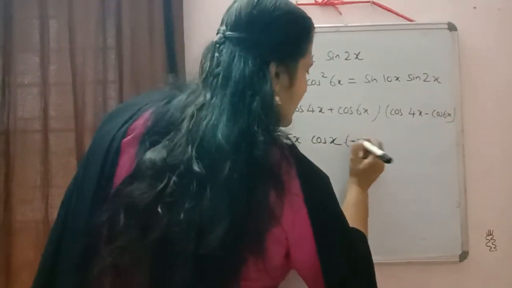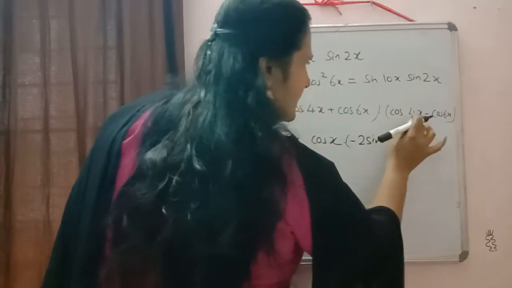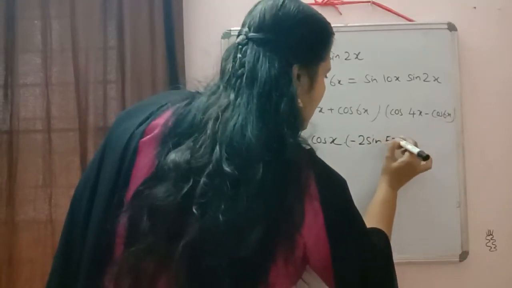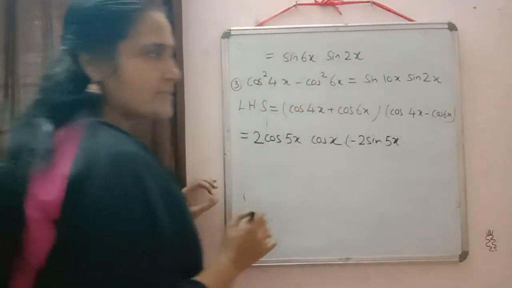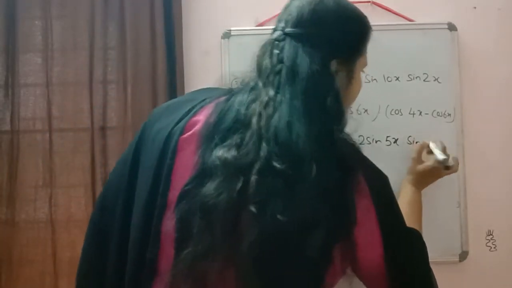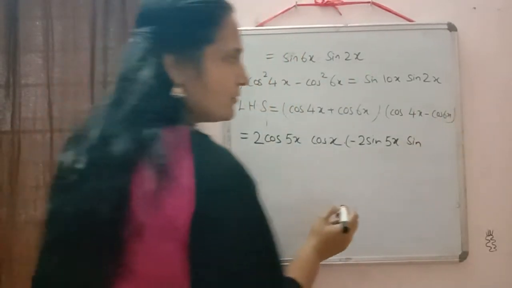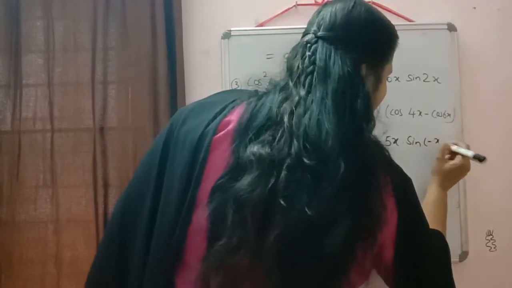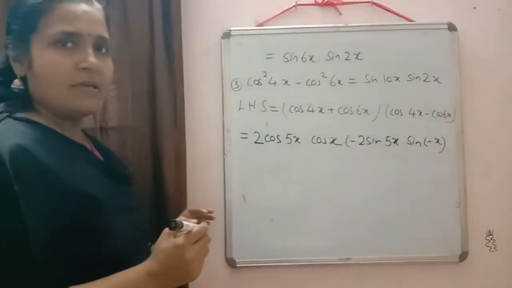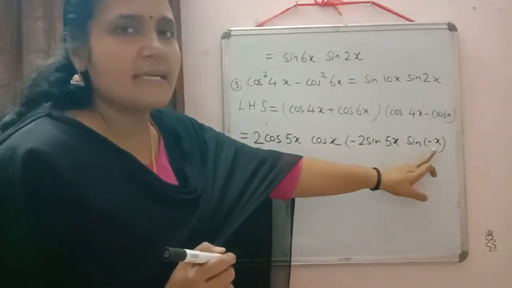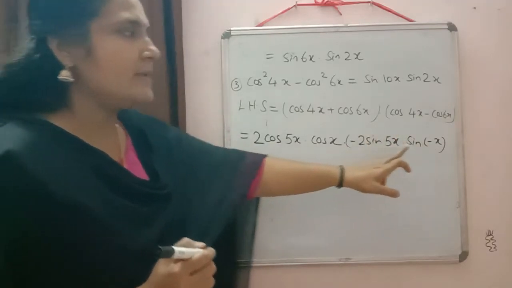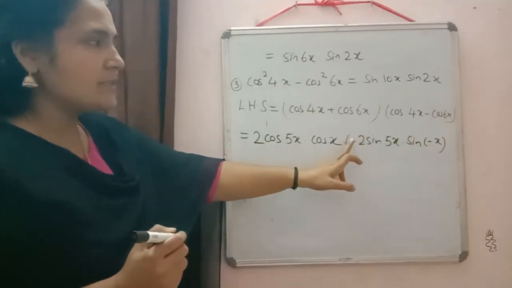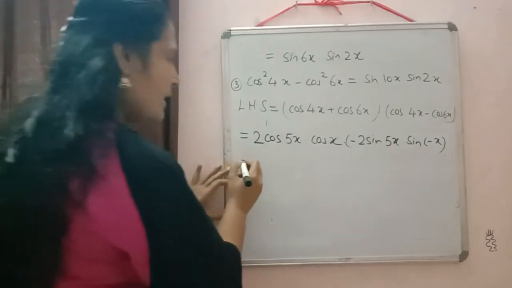So that will be equal to minus 2 sin c plus d by 2. So that will come minus 2 sin 5x into sin c minus d by 2. So here we will get sin of minus x. And we know what is sin of minus theta? Minus sin theta. So minus sign we will take outside, then both the expression will become positive.